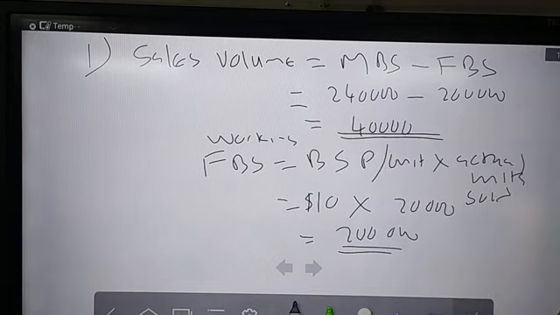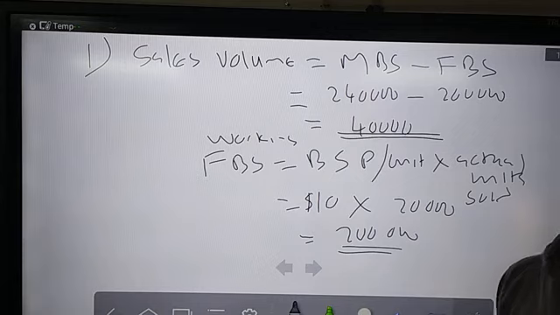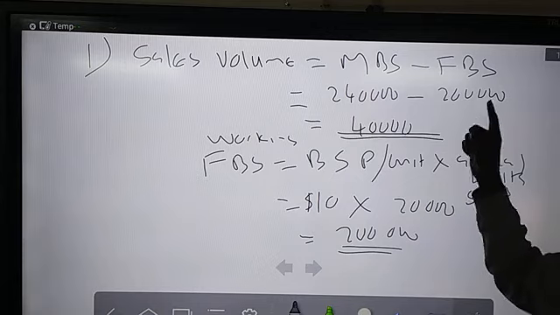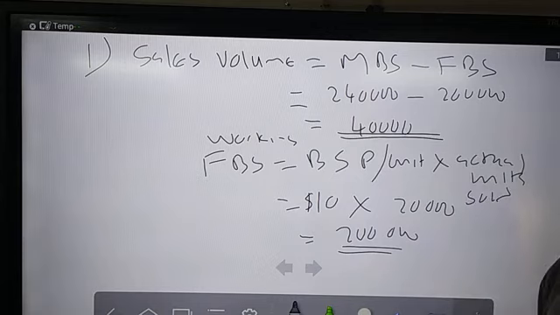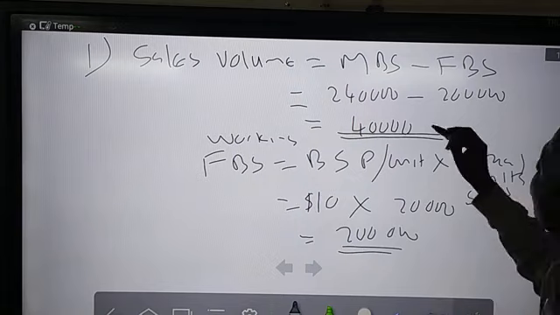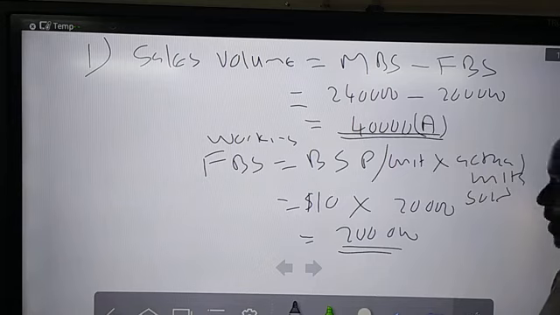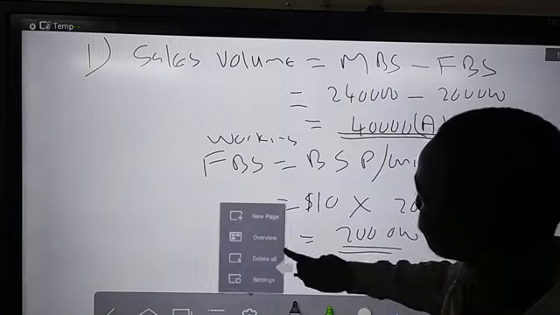Then the question, is it favorable or adverse? Remember, this is revenue. We had budgeted that we are going to sell 240,000. If we sell 200,000, is it favorable? It's adverse. The answer is adverse. Why? We are earning less revenue than the one we had budgeted. Okay, let's go to the next one.